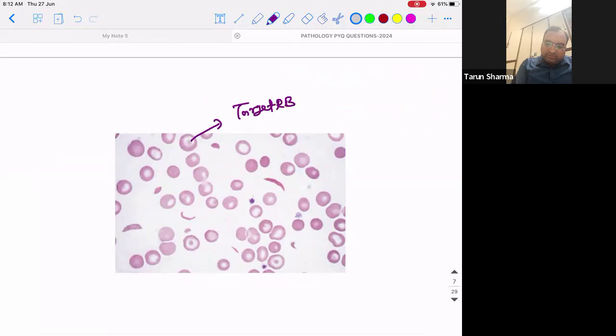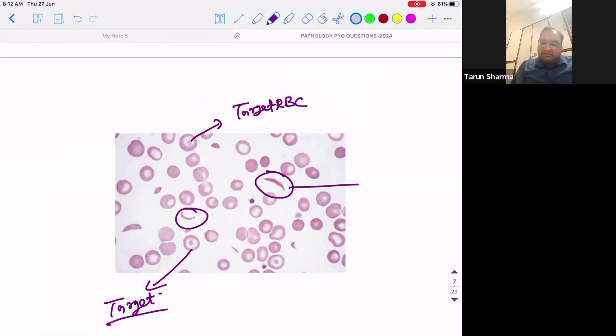target RBC. Okay, here also target RBC is given to you. So is it a thalassemia? Target cells are given, but still it's not a thalassemia because here the biggest clue is these cells. What are these cells? These are the sickle cells. So always remember, target cells can be seen not only in thalassemia, target cells can be seen in any other hemolytic anemia like sickle cell anemia, another kind of hemoglobinopathies.